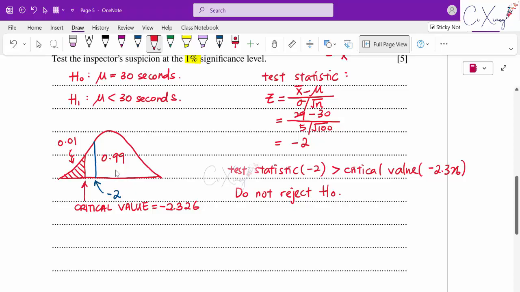Don't forget to make a statement, the conclusion statement, based on the context of the question. If we do not reject the null hypothesis, it means that the time is not less than 30 seconds. So you can write a statement that's related to this one. Because we do not reject the null hypothesis, there is insufficient evidence to support the inspector's suspicion.